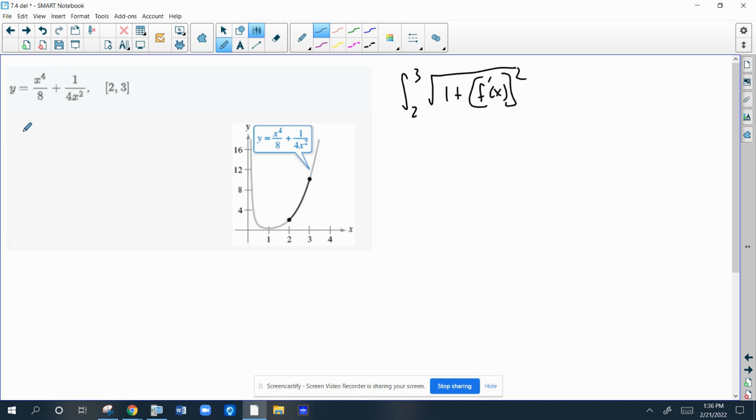So this derivative would be 4 times 1/8 is 1/2 x to the negative 3, or I'm sorry, x to the positive 3. And this is 1/4 x to the negative 2, so minus 1/2 x to the negative 3. And now we're going to square that.